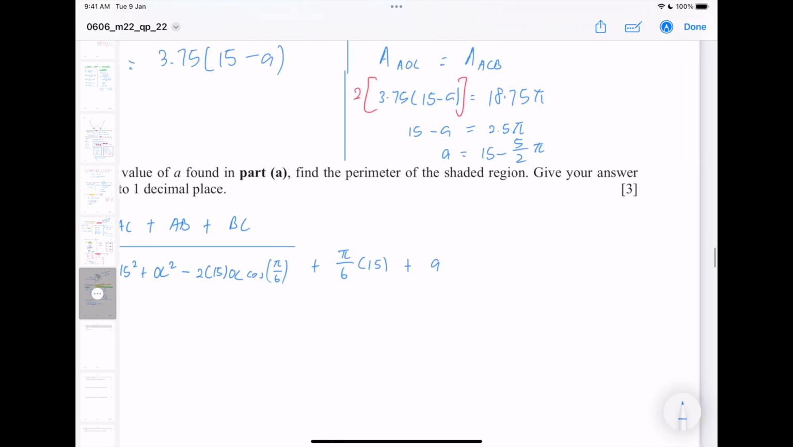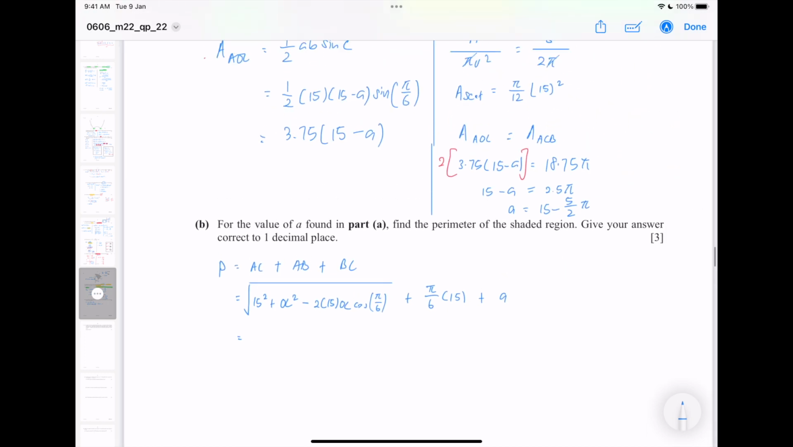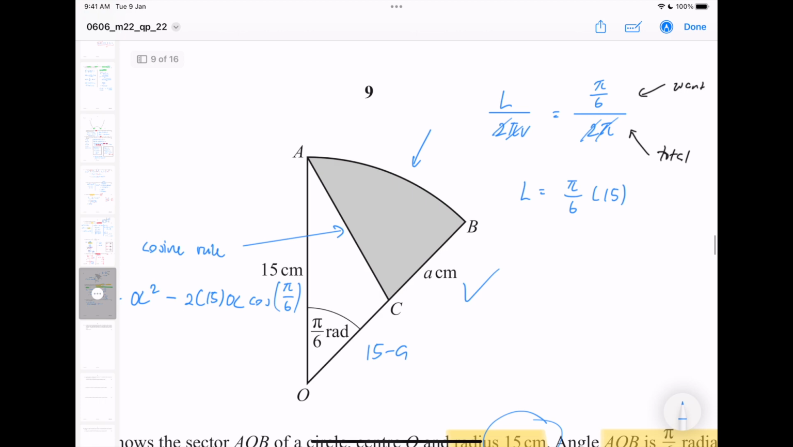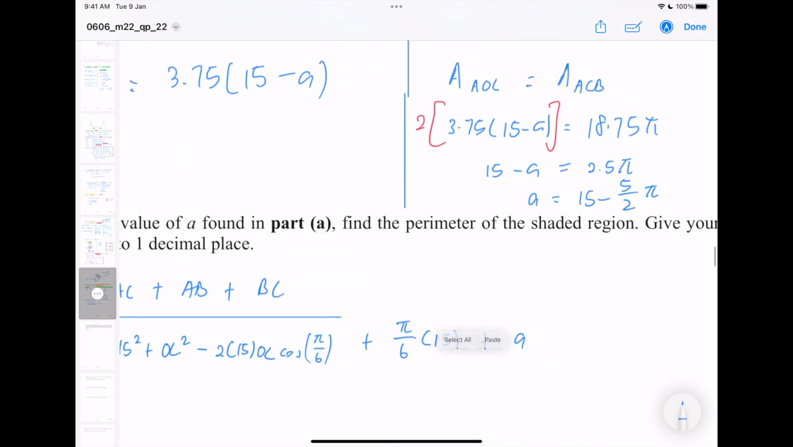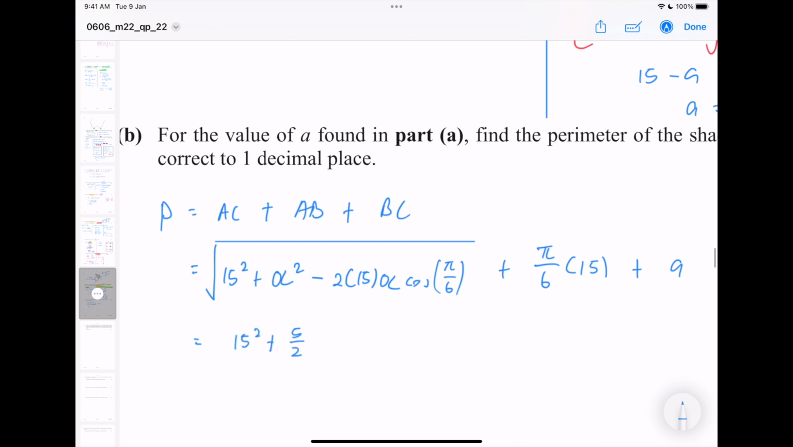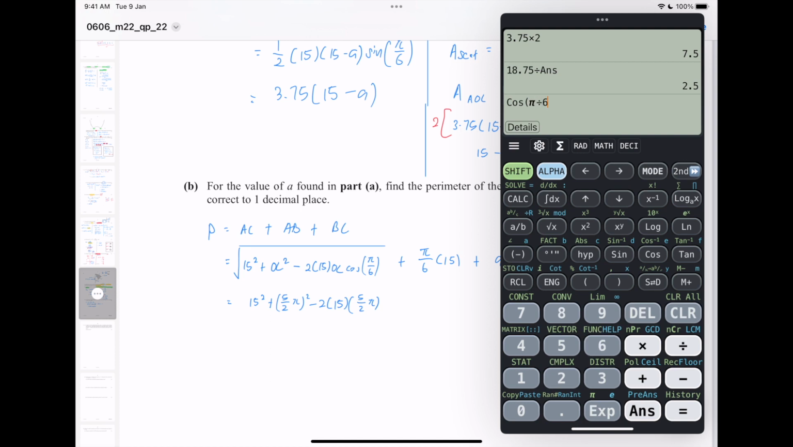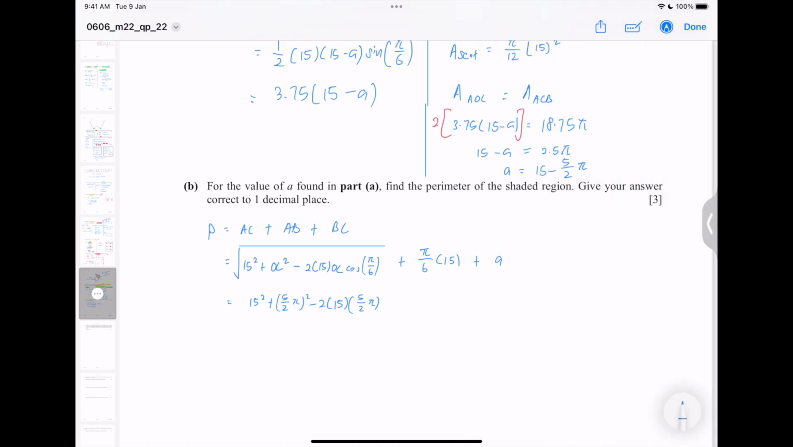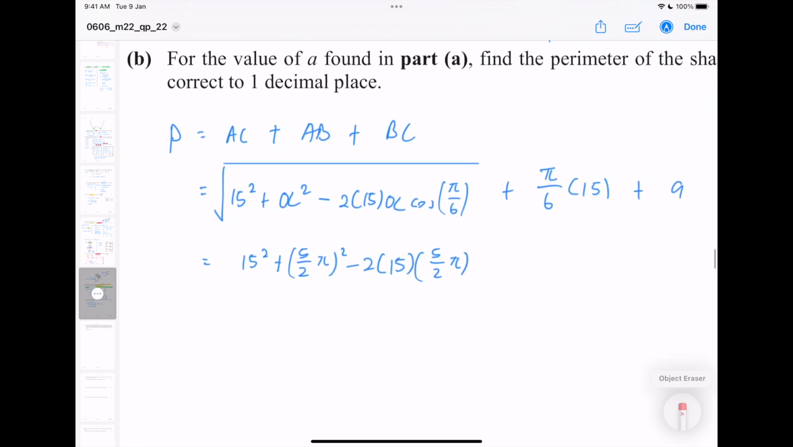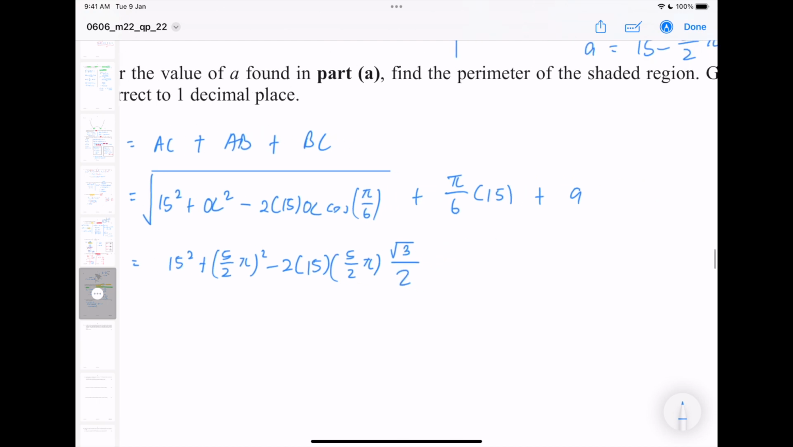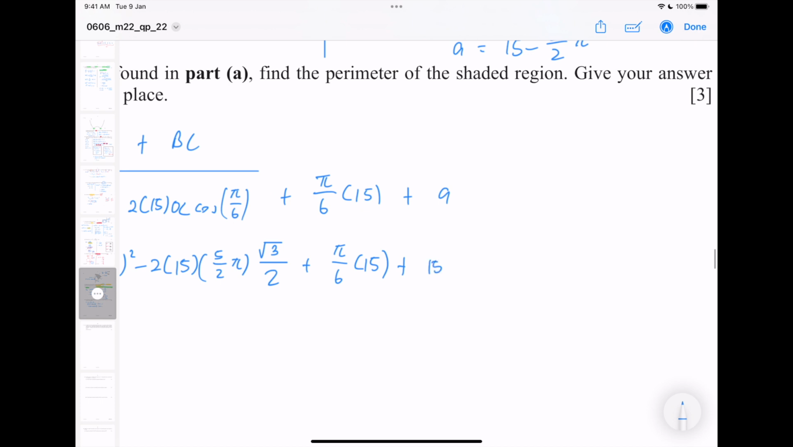Okay, let us solve. Oh, pretty long. OC is 15 minus A, 5 over 2 pi. 5 over 2 pi squared minus 2 times 15 times 5 over 2 pi. I know what cosine pi over 6 is, right? It's surd 3 over 2. Then you got a plus pi over 6, 15. And plus A is just 15 minus 5 over 2 pi.